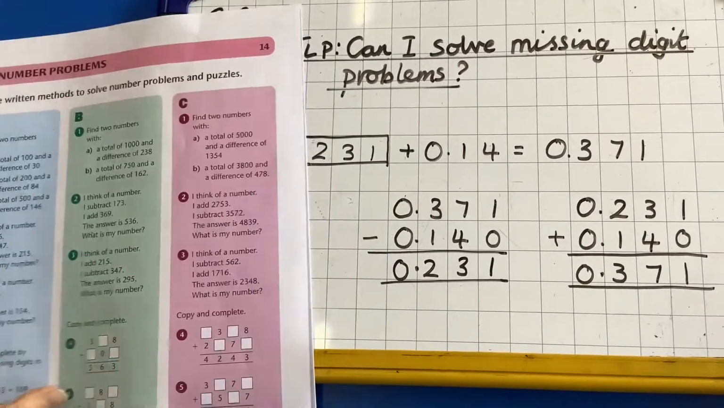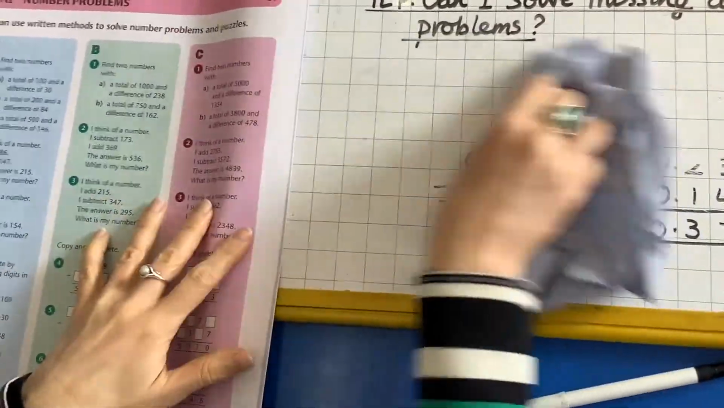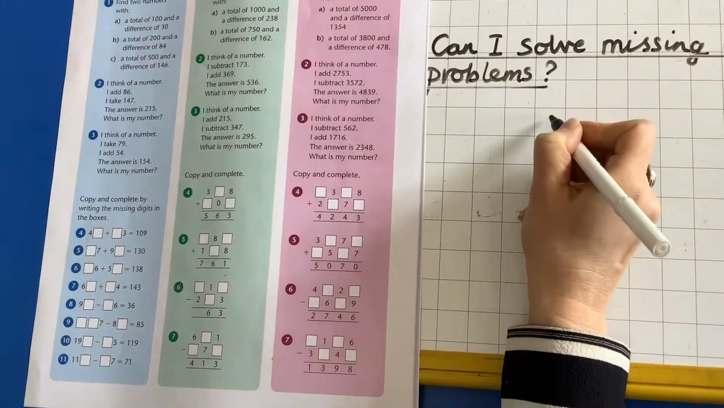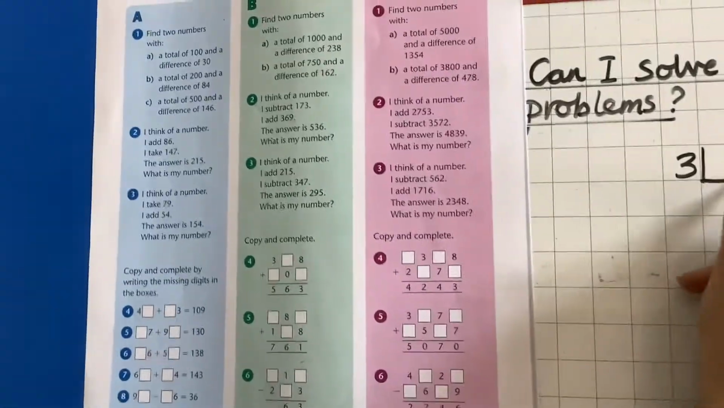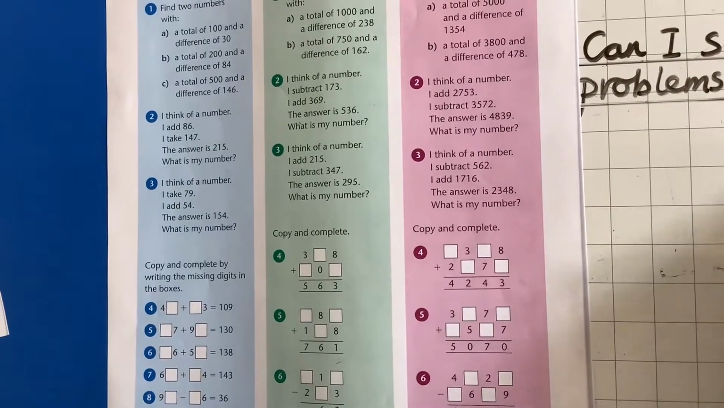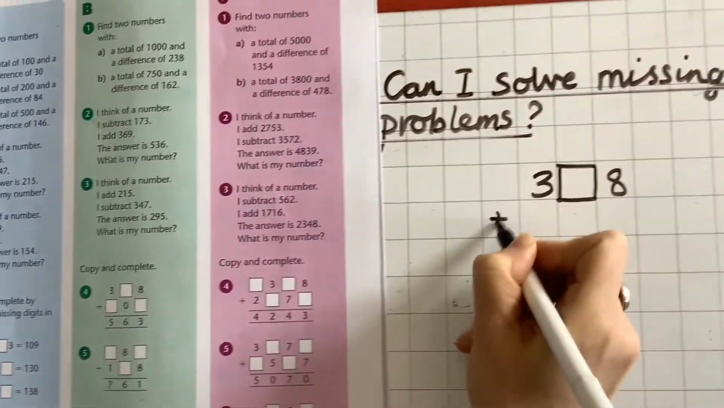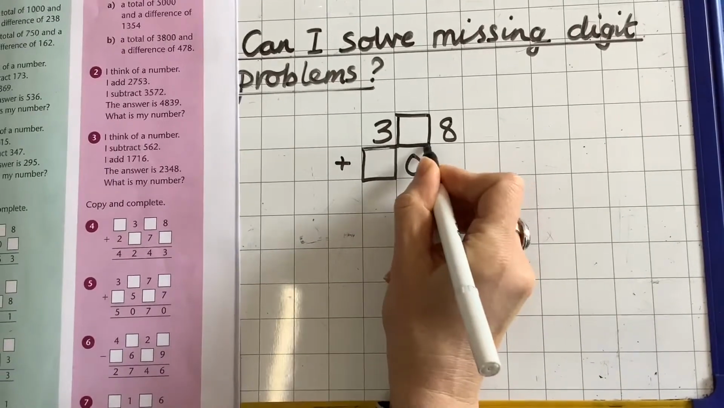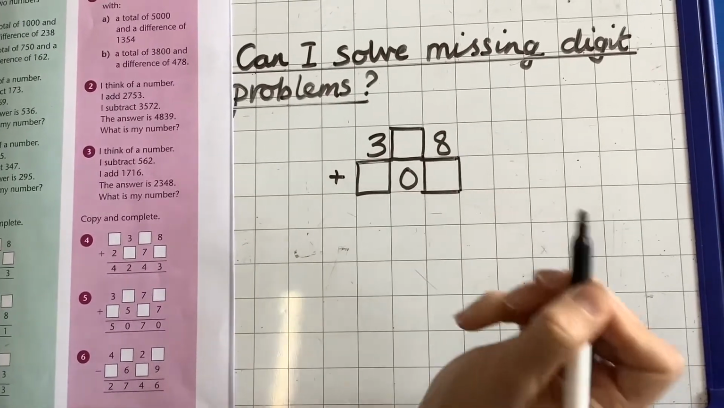Now, something else that you come across is these type of missing number problems. So let's have a look at this one, shall we? Where you've got a calculation and they've just got a digit missing instead of a whole number. So let's have a look and see if we can work out the missing digits from this one. And these can sometimes be a bit more tricky actually.